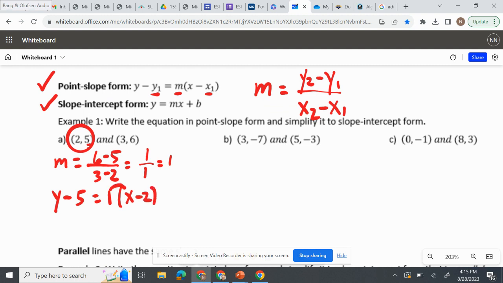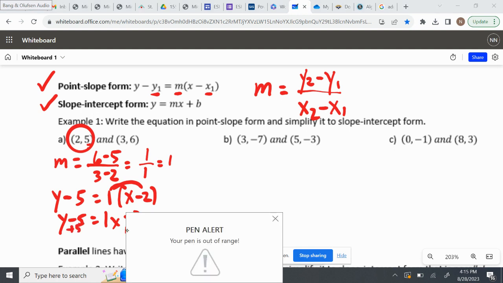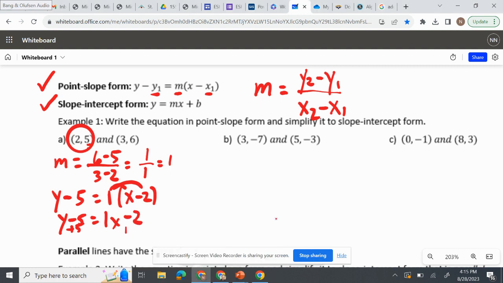I'm going to distribute the 1 to each of the terms. So I have y minus 5 equals 1x minus 2. Then what I'm going to do is add the 5. And when I add the 5, what I'm going to get is y equals 1x, or just x, plus 3.